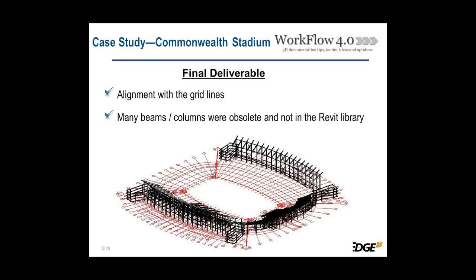So in the end, the final deliverable, which is shown below, consisted of all the beams, columns, rakers, and existing members that they basically had to tie into. Like I said, many of the beams and columns were obsolete, not in the Revit library, so we had gone through and basically added those to our library so that we could have the correct beams in there per the sizes.